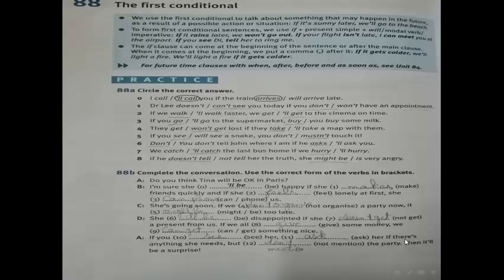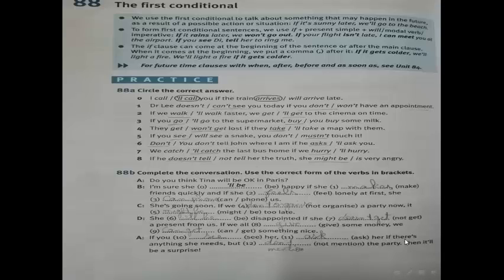And now 88C, write the first conditional questions. Number 1, if I phone you at 6 o'clock, will you be at home? Number 2, what will you do if the restaurant doesn't serve vegetarian food? And you can complete the rest.